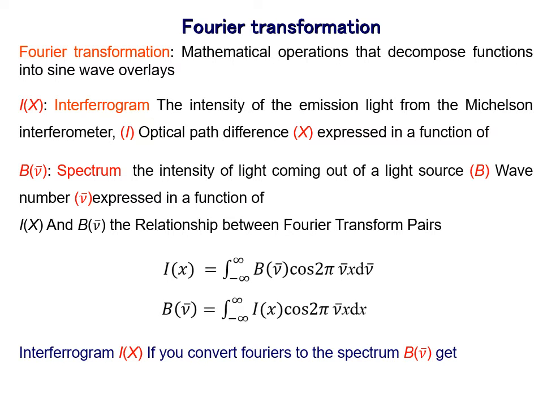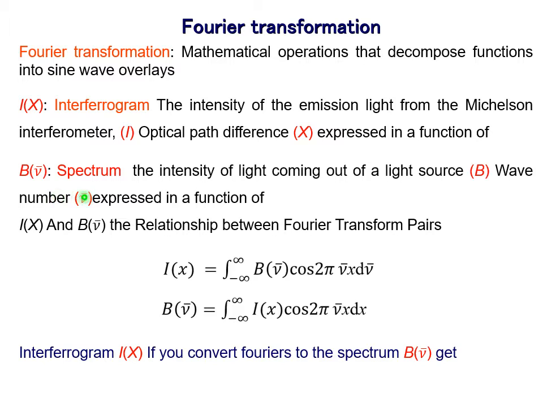Let's return to FTIR and summarize the Fourier transform. The Fourier transform is a mathematical operation that decomposes a function into a superposition of sinusoids. This process is used to obtain spectra from the interferogram in FTIR.